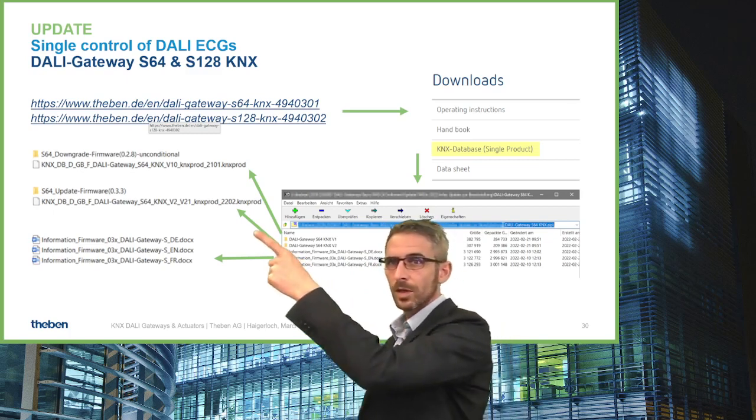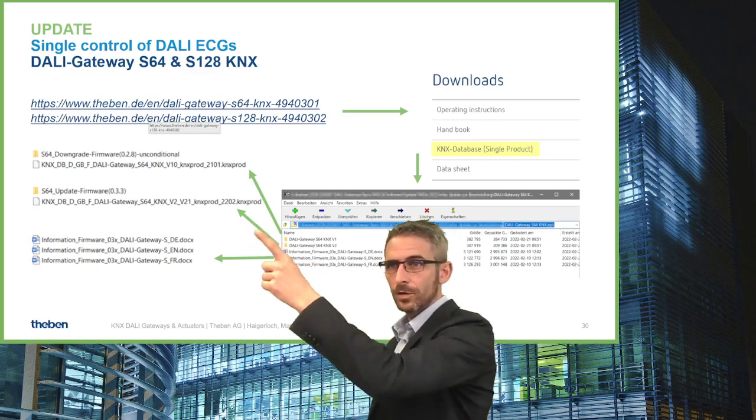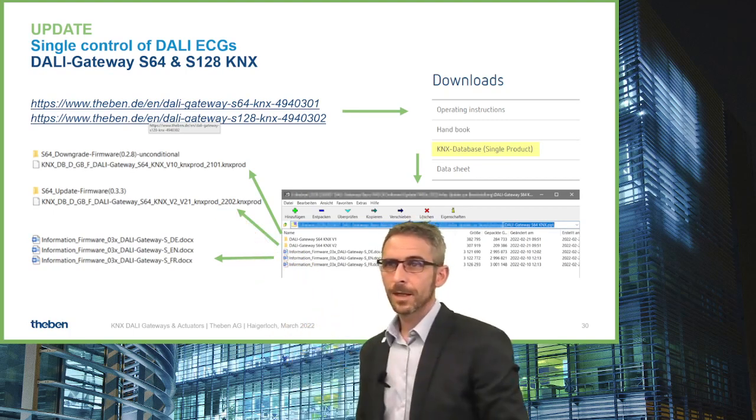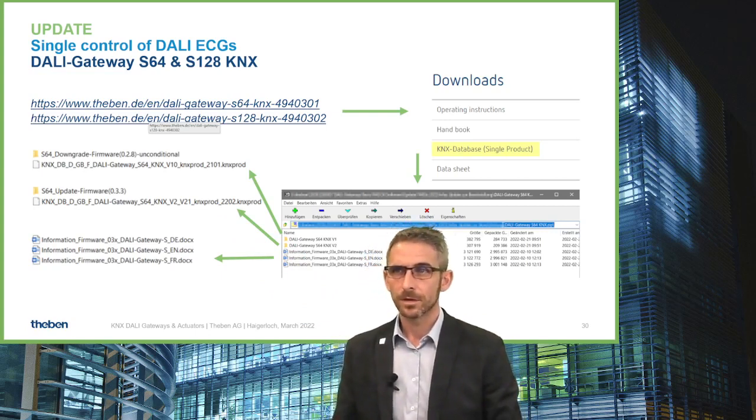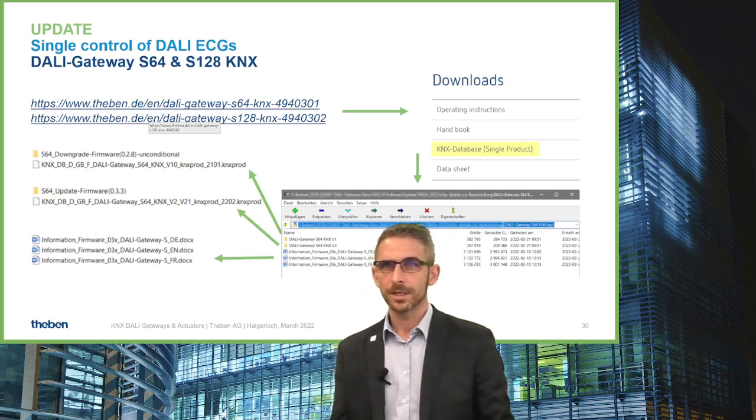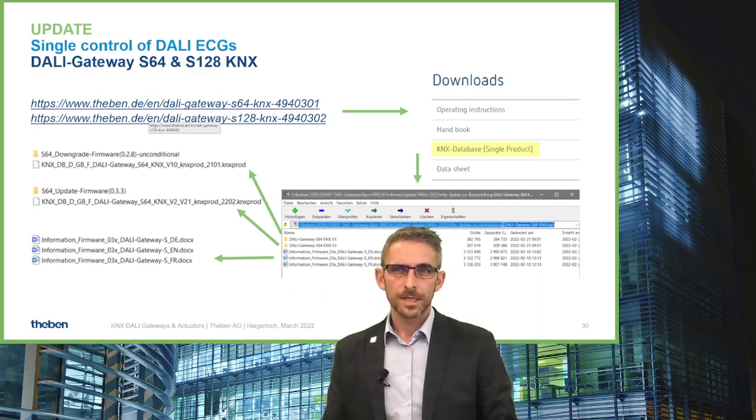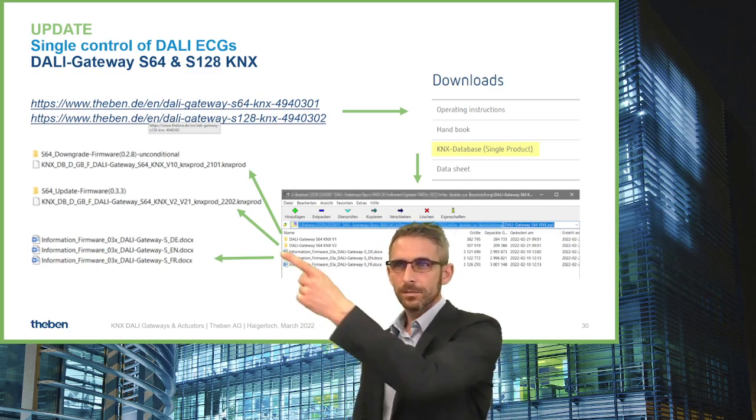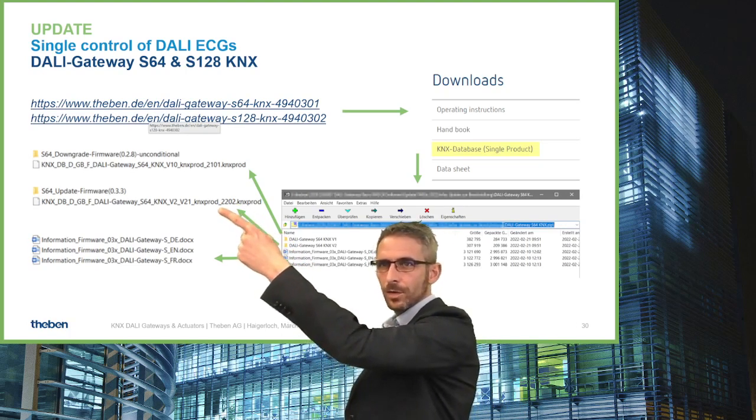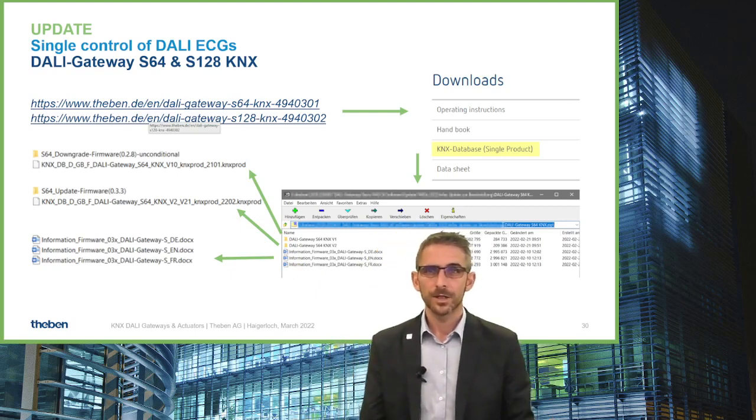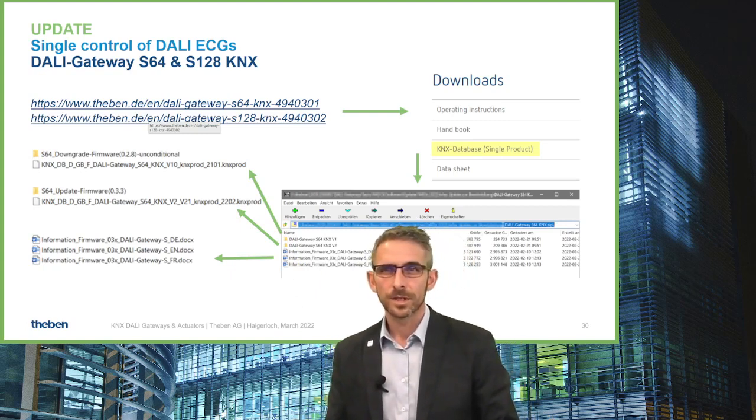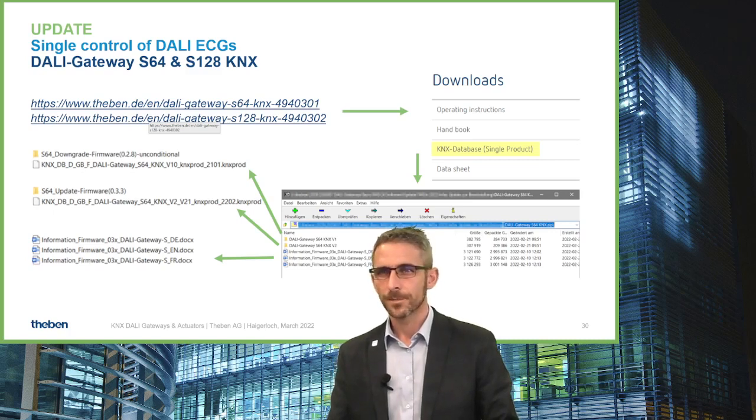But it's also possible to use the second folder, and in the second folder you have the update file, and this can be used to update existing devices in the field. So if you have an older DALI Gateway, S64 in this example, you can use this update file and update the device with an SD card, and then afterwards, sure, you have to use the new application, which is ETS application version 2, and then you have a DALI gateway which can also control the DALI control gears individually.